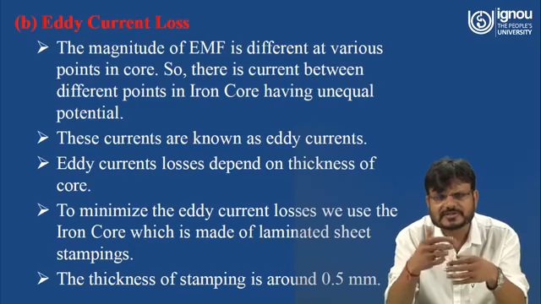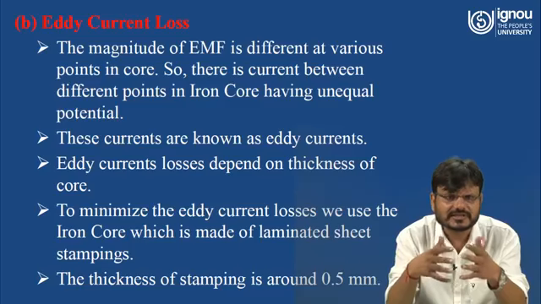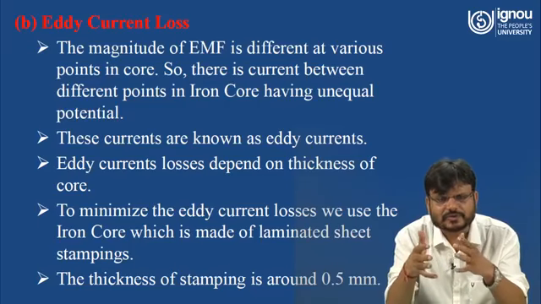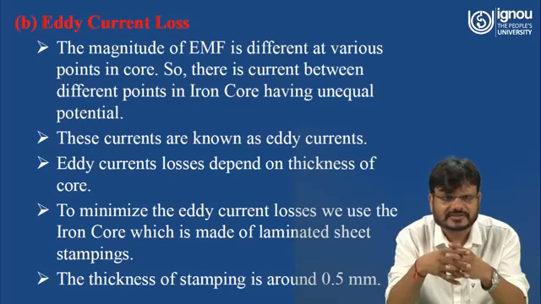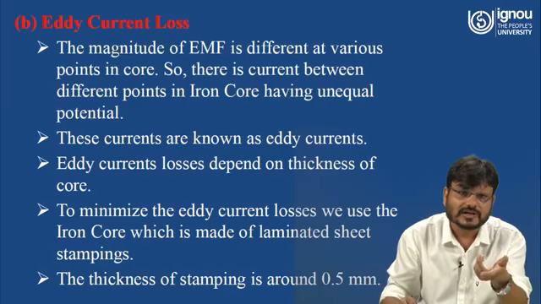So if the question is how you can reduce the eddy current losses in transformers, you can say that if the core is made of laminations, you can reduce the eddy current losses. Or if you are able to reduce the thickness of the lamination, then you can also reduce the eddy current losses.